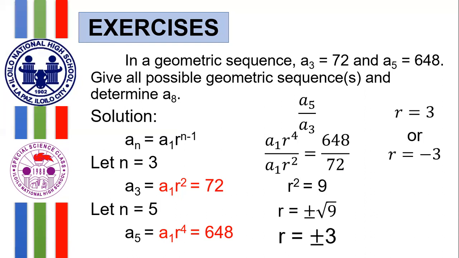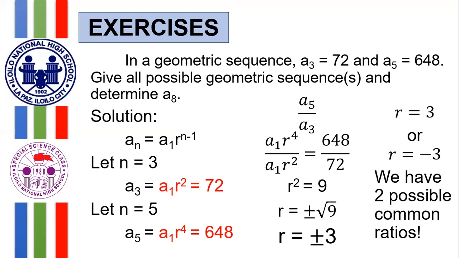And what does a common ratio of 3 or negative 3 tell you? This is giving us two possible common ratios. And remember this, if you have two possible common ratios, then there are also two possible geometric sequences with real common ratios and with real values of the terms for this case.